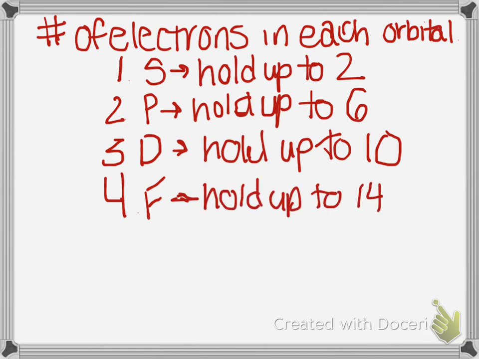14 electrons. So if you ever see a superscript for S that's bigger than 2, you've done something wrong. If you ever see a superscript for D that's bigger than 10, you've done something wrong. And a reminder, a superscript is just that little number raised. Okay?